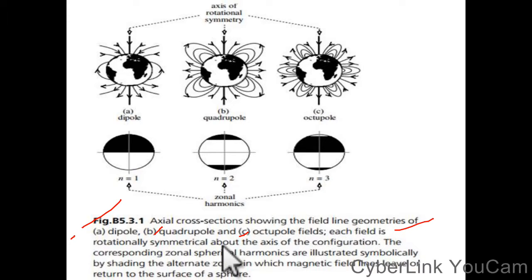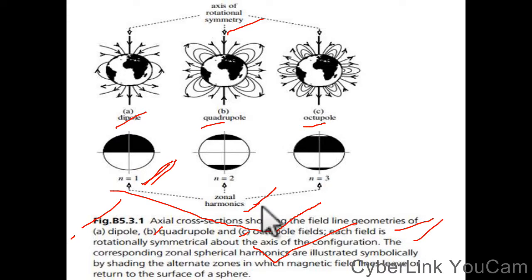The corresponding zonal spherical harmonics are illustrated symbolically by alternate zones in the magnetic field lines written on the surface of the sphere. Here we can see dipole, quadrupole, octopole, axis of rotational symmetry. n equal to 1 dipole, n equal to 2 quadrupole, zonal harmonics, n equal to 3 octopole. Axis of rotation symmetry.